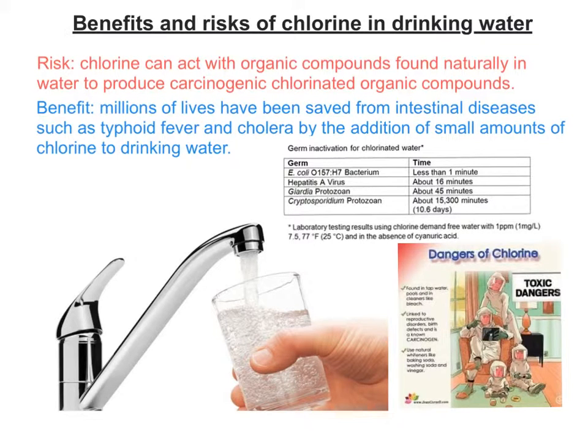The risk is that chlorine can react with organic compounds that we find naturally in drinking water to produce carcinogenic chlorinated organic compounds. At the same time, millions of lives have been saved since we've started chlorinating drinking water from bacterial and protozoal diseases such as dysentery, typhoid fever, cholera, and more recently things like cryptosporidium protozoan. That's quite a modern problem, and it's affected us here in the UK quite a lot. There's quite a few water companies who've fallen foul of cryptosporidium.